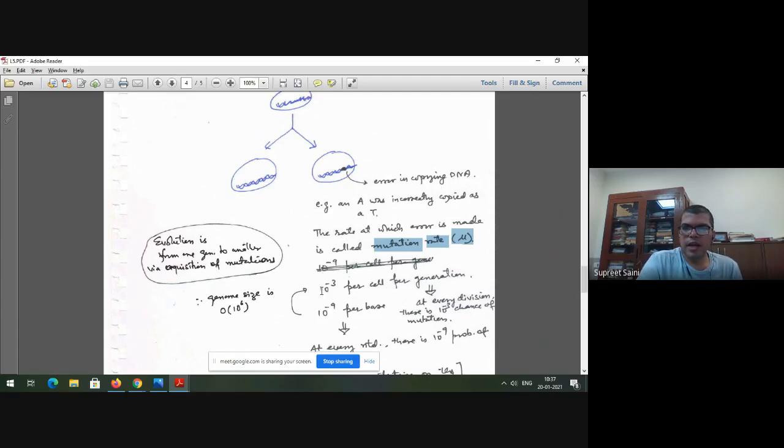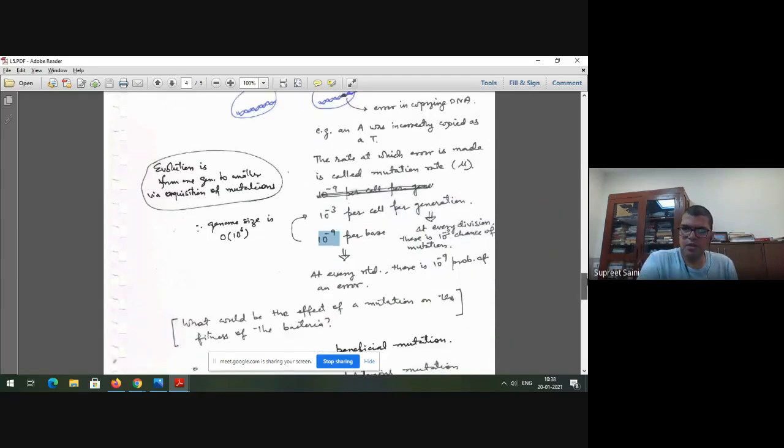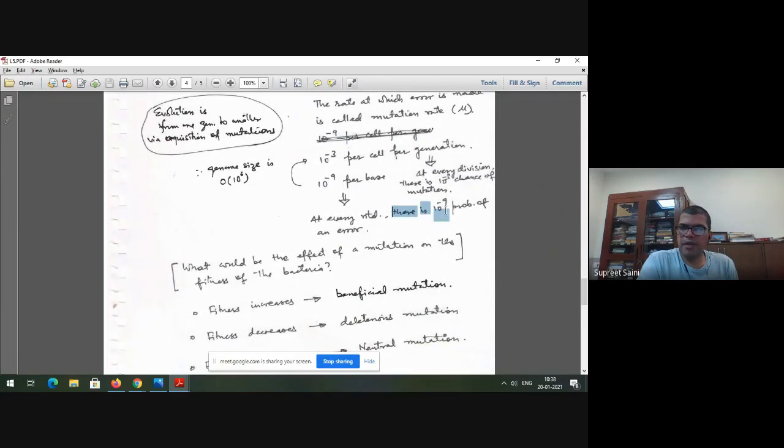For E. coli, the rate at which an error is made is 10 power minus 3 per cell per generation, which means that when a bacterium is dividing into two, there is a 0.001 chance that the progeny has one error in it. That means you need 1,000 divisions to take place for there statistically to be one error in one of the individuals in the population. And because the genome size is of the order of 10 power 6, if you're talking of an error at a particular location, then every time a nucleotide is copied, there is a 10 power minus 9 chance that that base is incorrectly incorporated when the DNA is being copied. So at every nucleotide, there is a 10 power minus 9 probability of an error.